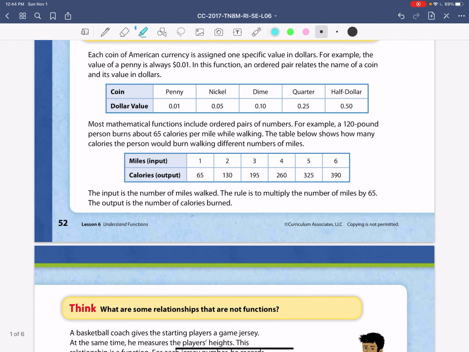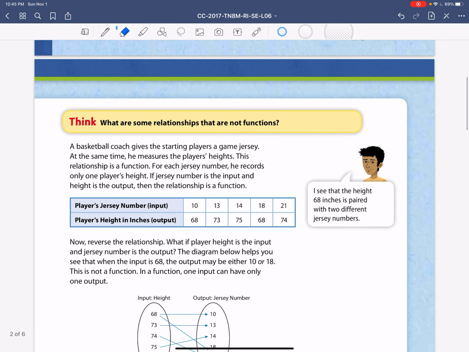For example, a 120-pound person burns about 65 calories per mile while walking. The table below shows how many calories the person will burn walking different numbers of miles. For 1 mile, they burn 65 calories, 2 miles, 130, and so on. The input is the number of miles walked, so the calories burned is dependent on the number of miles this person has walked. The rule is to multiply the number of miles by 65. The output is the number of calories burned. Okay? All right, and then we're going to continue moving on.